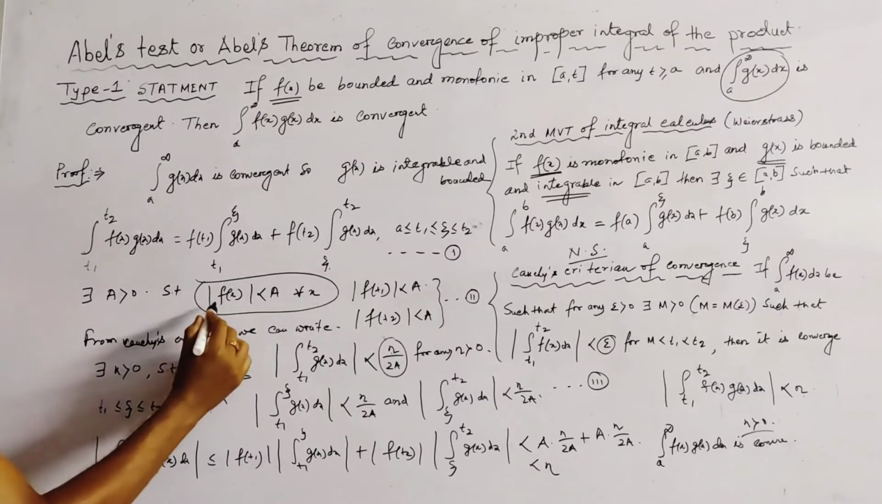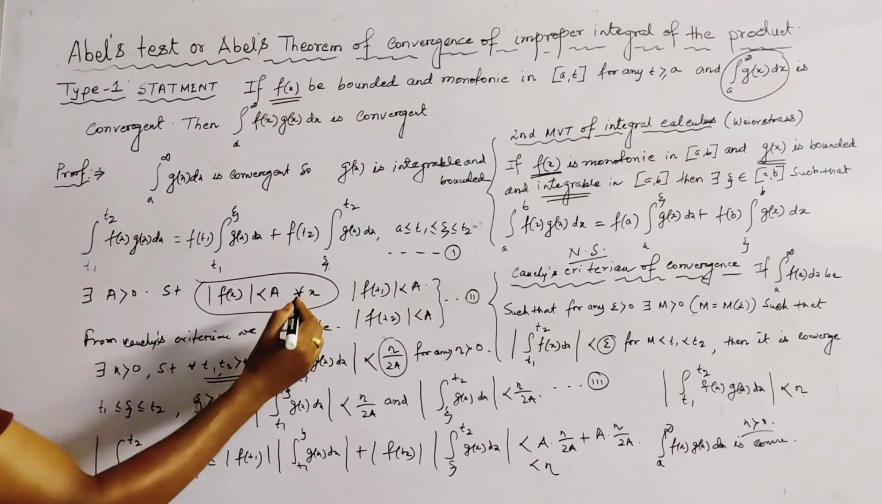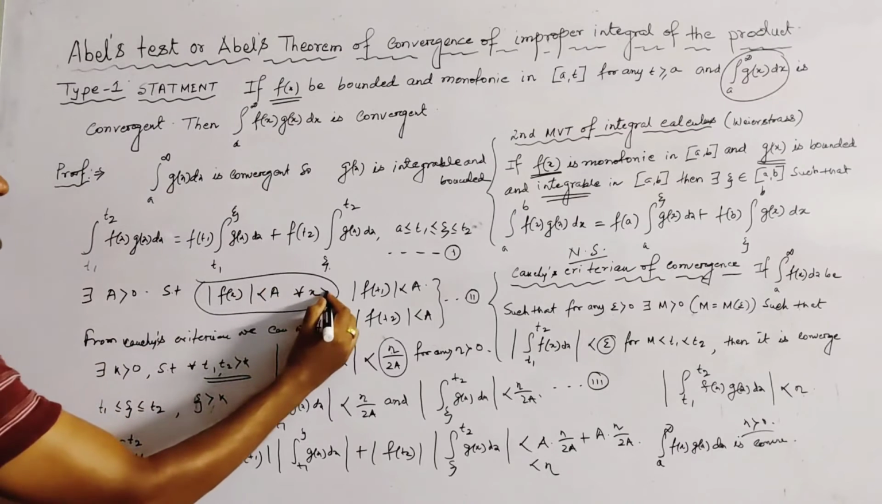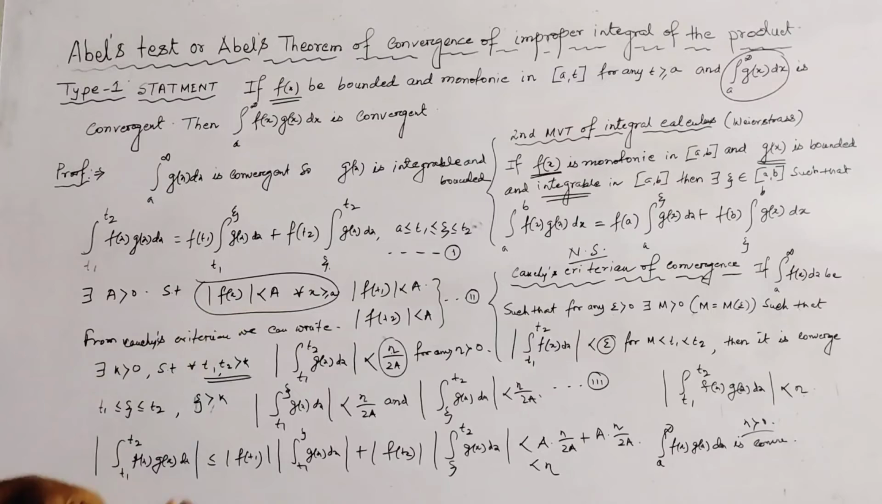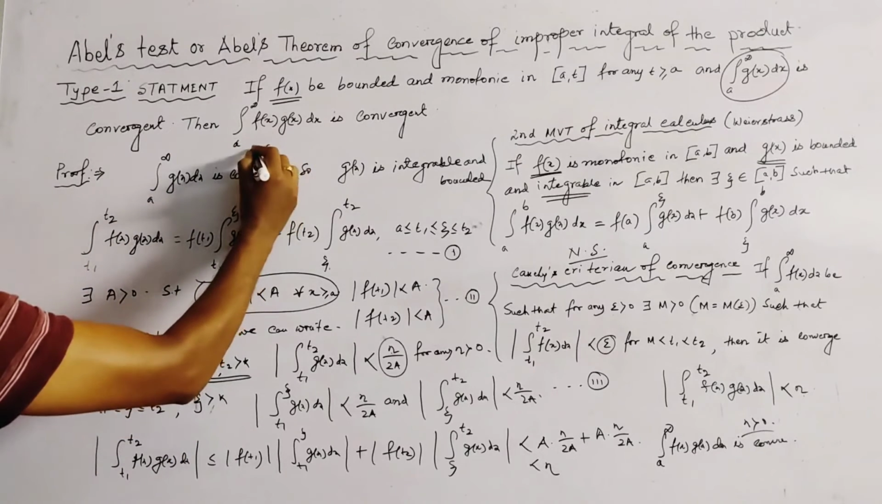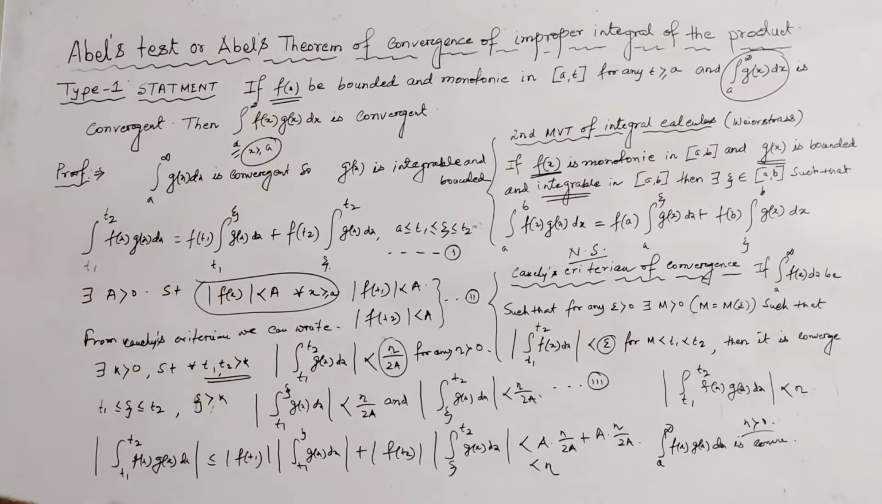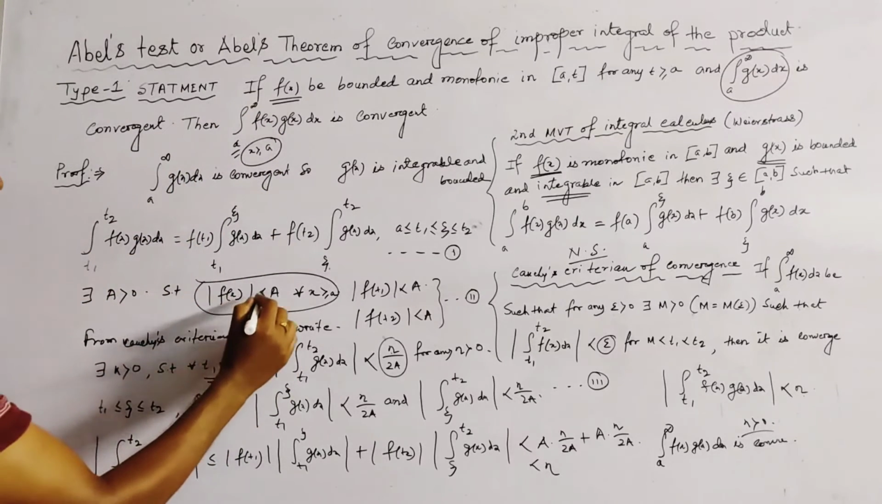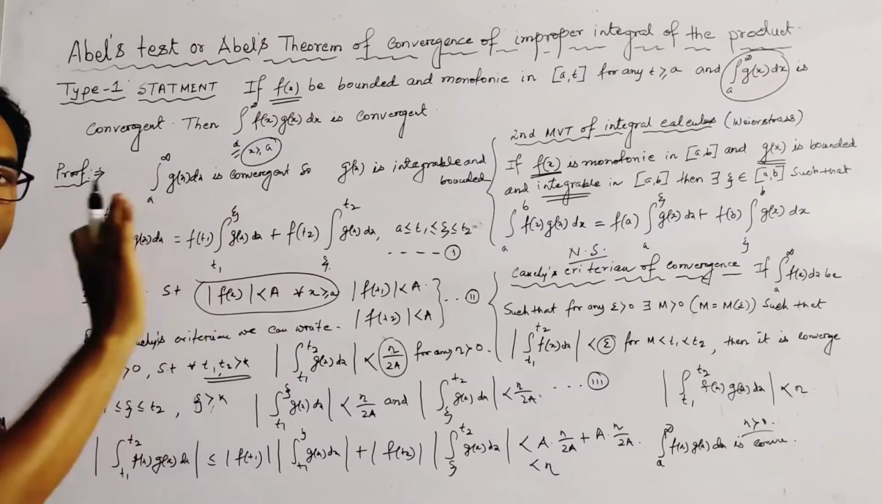Here we wrote that this relation holds for all x, but we can write it for x greater than or equal to a, because our required result is only for x greater than or equal to a, since the range of the integration starts from a. So we can write here mod f(x) less than a for all x greater than or equal to a in place of for all x.